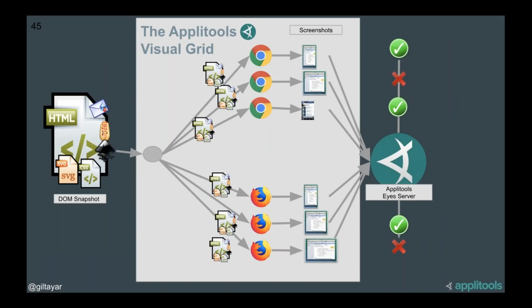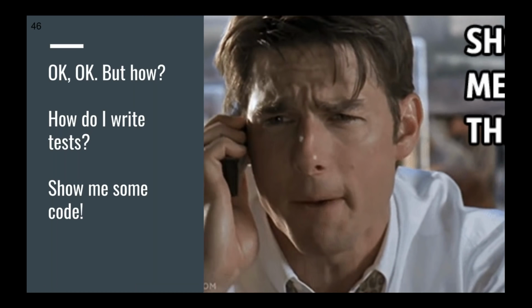The Applitools Visual Grid enables the Cypress plugin to take DOM snapshots, upload them to the Visual Grid, and run the screenshots in parallel, and then send them over. Well, it's the same thing. Work with the Applitools Eyes server to check the screenshots, whether they're okay or not. So this is the Applitools Visual Grid, and this is how Cypress uses it to make visual testing really, really, really fast, especially across browsers.